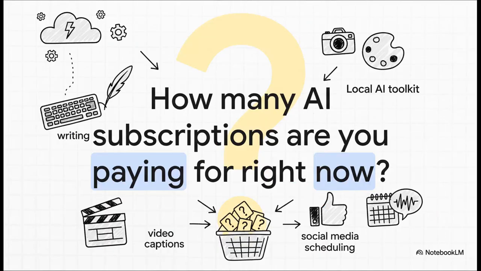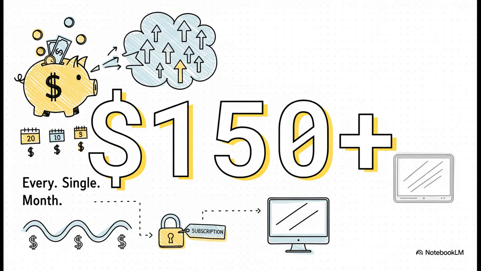No, seriously, take a second and think about it. You've probably got one for writing, maybe one for generating images, another for doing video captions, and oh yeah, one for scheduling your social media posts. It really adds up, and it adds up fast. And $150 a month? That's probably on the low end for a lot of people. If you're a creator or run a small business, that number can climb way higher.